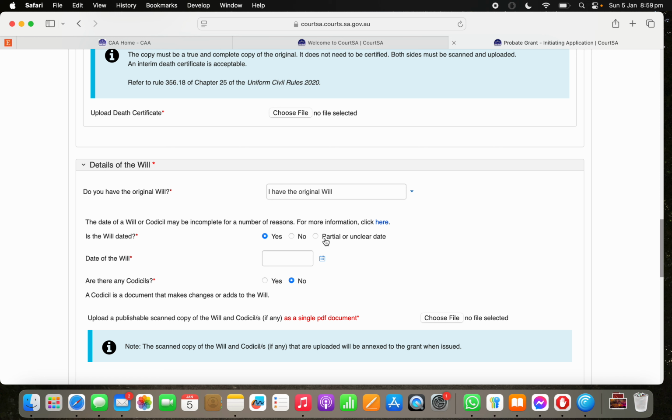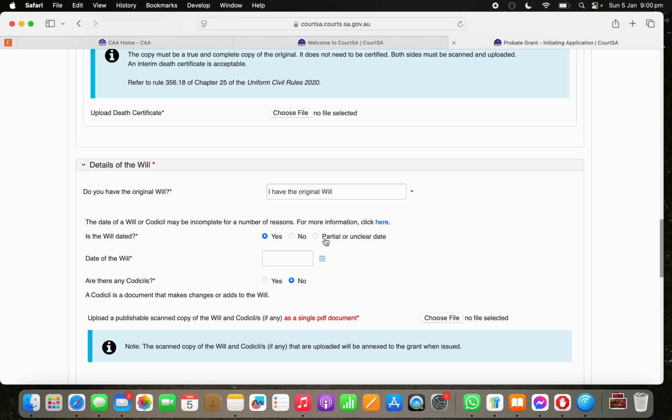Now, is there any codicil? So a codicil is a document that makes a change to the will or adds to the will, and usually at the top of the document it'll recite, this is a codicil to my last will and testament, so you probably already know if you've got one, but the same applies to codicils as it does to will. Is there a date? Is it clear? No, partial. And if it is either of those, you'll need to upload an affidavit around that.